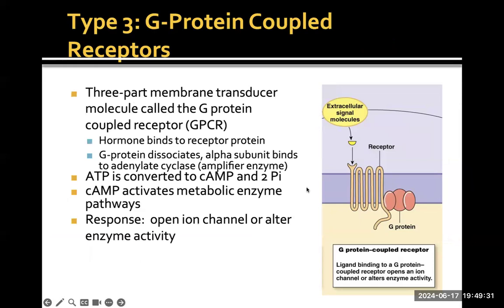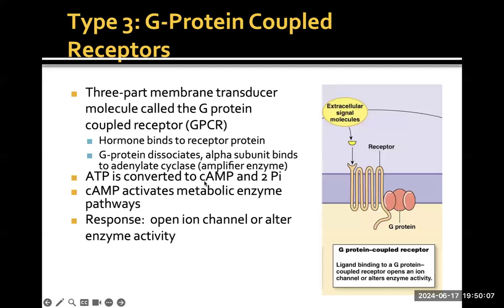Next one is the G protein coupled receptor. So this is a 3-part transducer. It has a hormone or a ligand that's going to bind to the receptor. Then you have the G protein on the inside portion that's going to break apart. It's called dissociation, right? It's going to break apart into an alpha subunit, and then that alpha subunit is going to bind to an enzyme that we call adenylate cyclase.